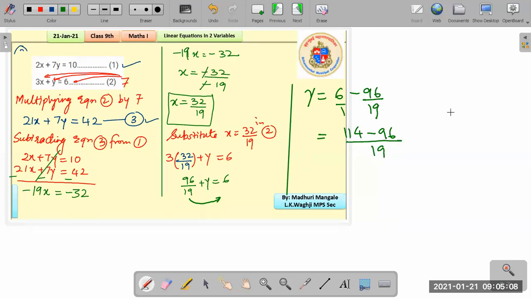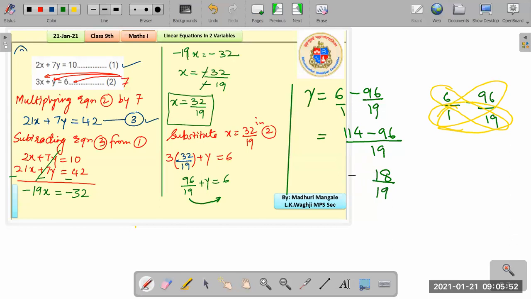How do we subtract the fractions? So subtracting the fractions is like cross multiplying. We are cross multiplying. So it's 6 times 19 minus 96 divided by these two terms. Divided by product of the denominators, right? So 6 times 19, that will be 114 minus 96 divided by 19. So subtracting, what do we get? 114 minus 96. That will be 18 divided by 19.